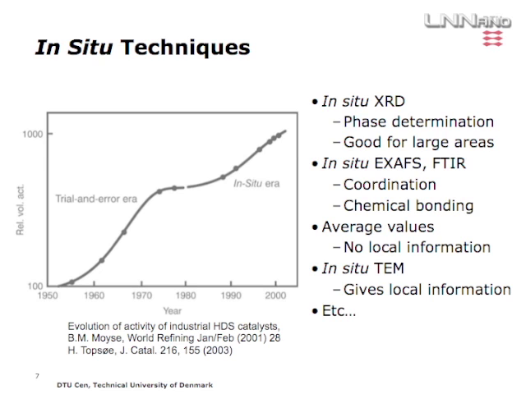There are a bunch of in situ techniques, among others. In situ XRD is probably one of the most used. It's great for phase determination, and it's good for large areas. Same goes for XAFS. In situ XAFS is also one of the heavily used techniques, and Fourier transform infrared spectroscopy gives you the coordination, the chemical bonding. The drawback with these two techniques is that they give you average values. You don't get any local information. You put your sample in, you see what happens, but you can't see on a local scale.